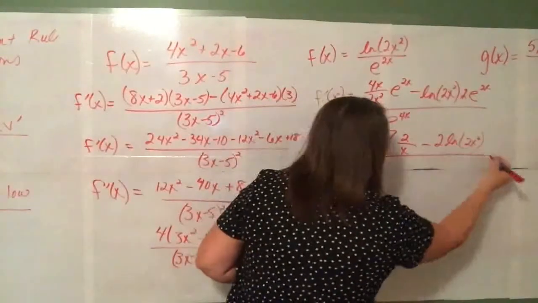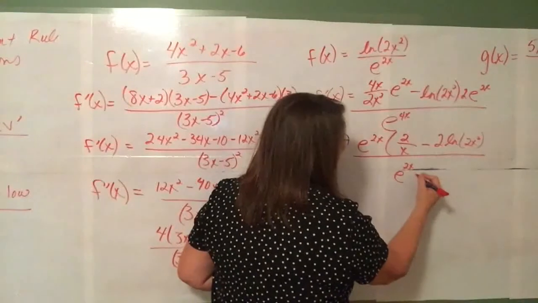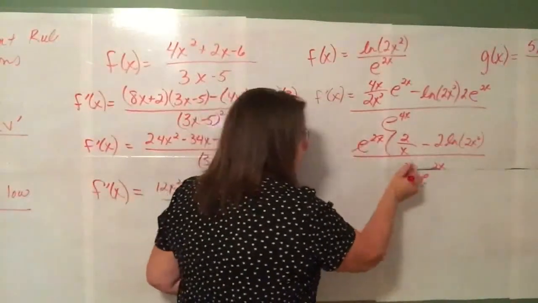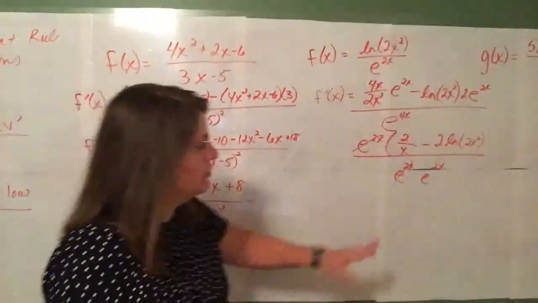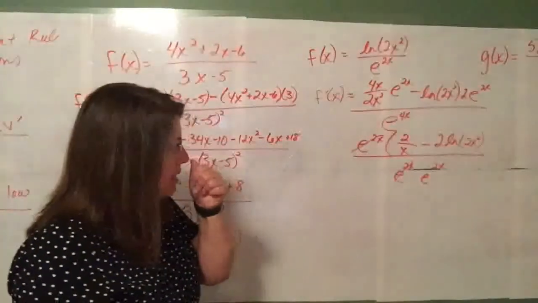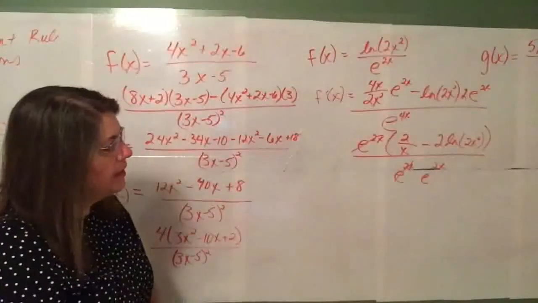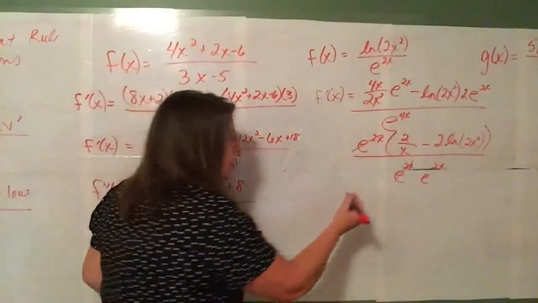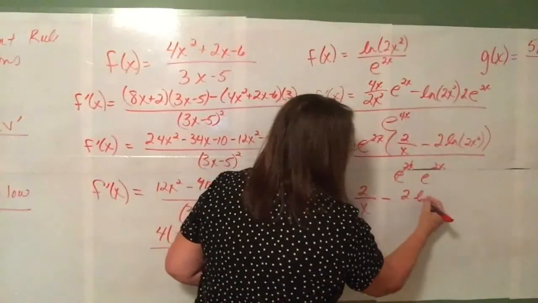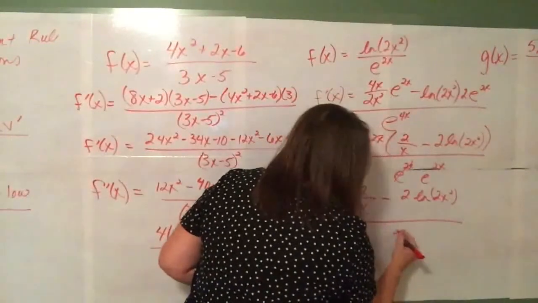And then that's still over e to the 4x, but I'm going to write it as e to the 2x times e to the 2x so that it's easy for you to see. That's what I'm canceling out. Now, you don't have to show that. You should know that you're going to subtract those and still end up with an e to the 2x, but just in case you need to see why that's working. And then on the top, we have 2 over x minus 2 natural log of 2x squared. And now that's all over e to the 2x.